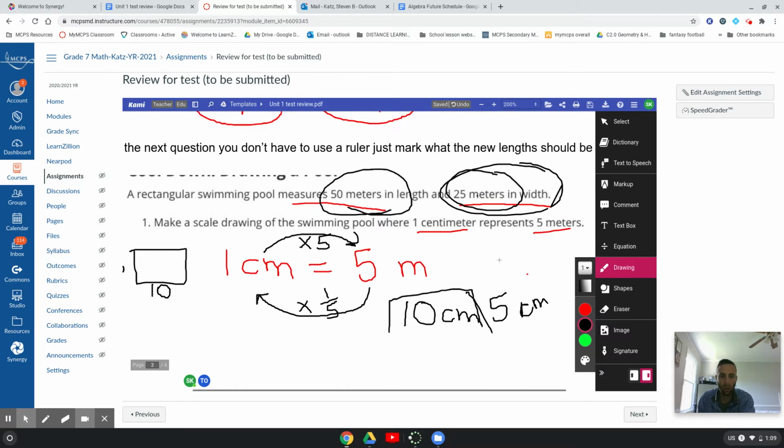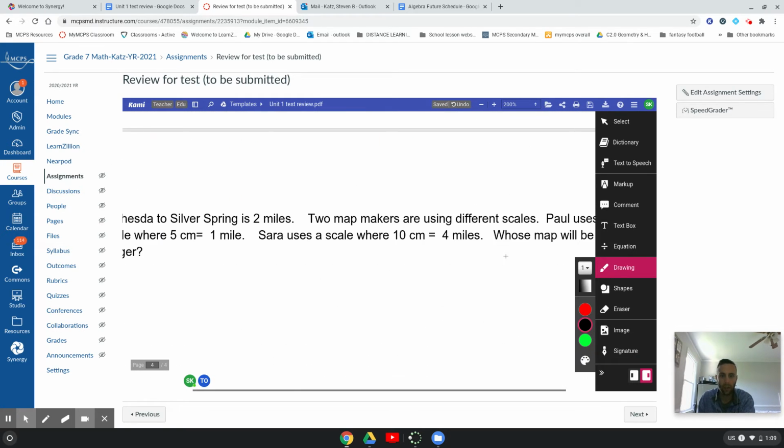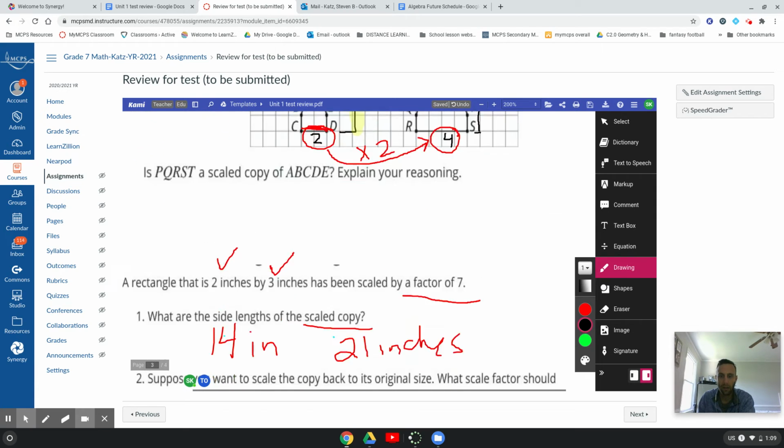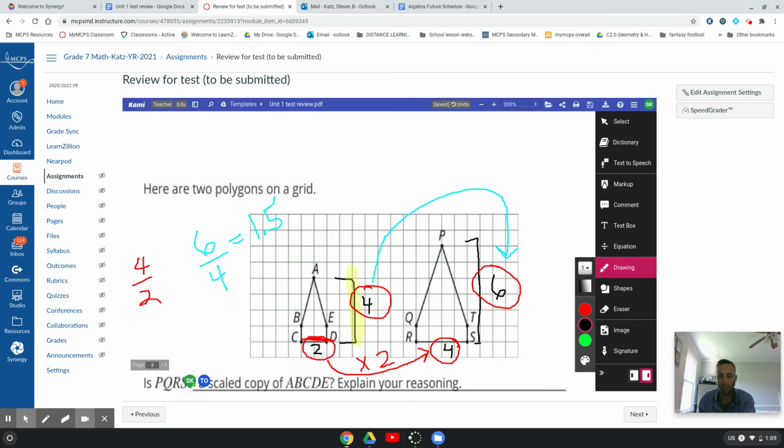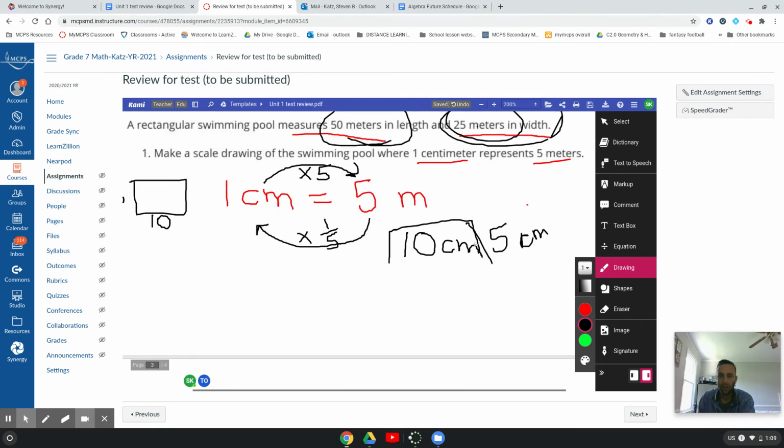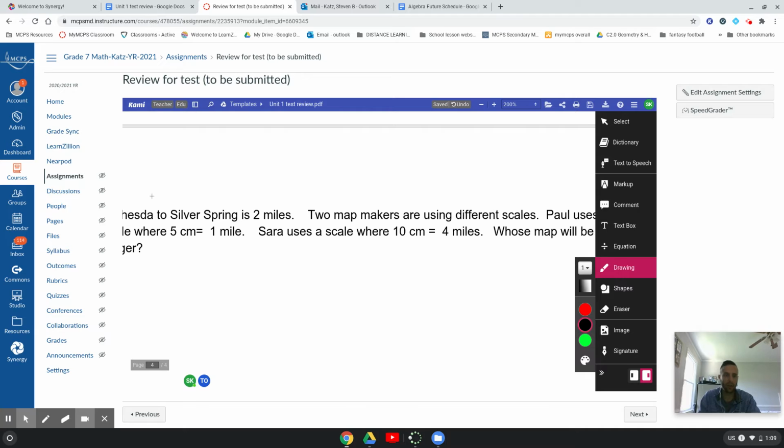And the last one that you had to do, oh wait, no, there's a couple more. Sorry. Gotta go all the way down. So this one says Bethesda to Silver Spring, sorry, it got cut off here. Bethesda to Silver Spring is 2 miles. So if you go from one to the other in real life, it's 2 miles. 2 map markers are using different scales.